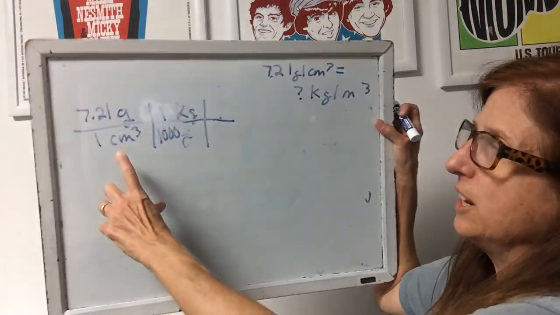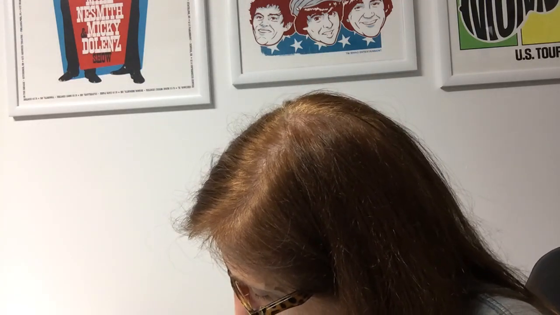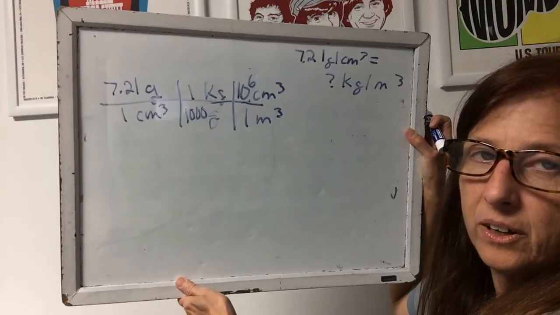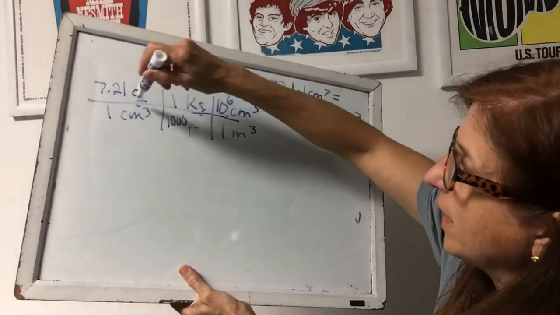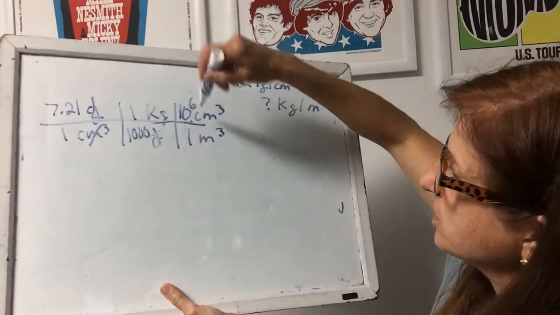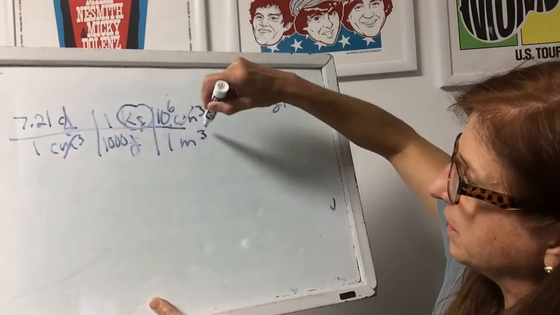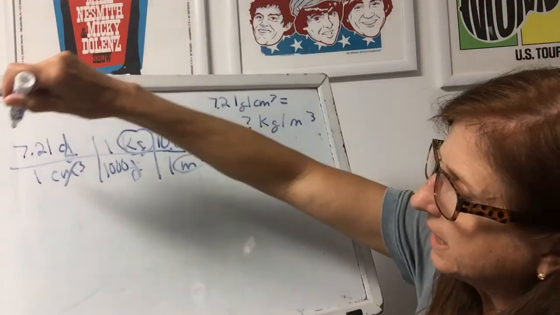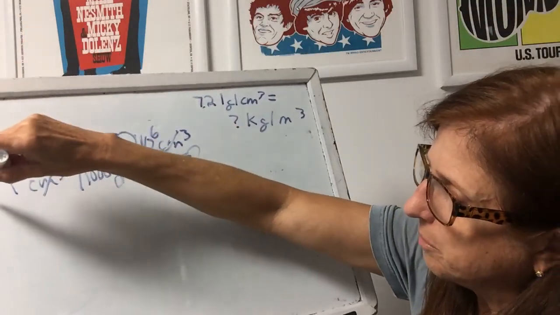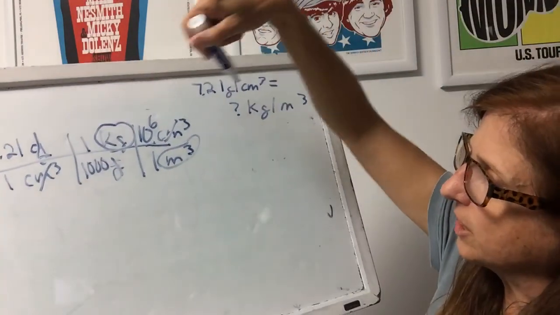Now I continue my railroad tracks. And this time I need cubic centimeters up top because I want them to mark out. And I want cubic meters on bottom because that's what I want to change it to. And according to the problem, 10 to the 6 cubic centimeters equals 1 cubic meter. So now grams cancel out, centimeters cubed cancel out, and I'm left with kilograms per cubic meter. Any number on top gets multiplied, any number on bottom gets divided, but you can ignore the ones.